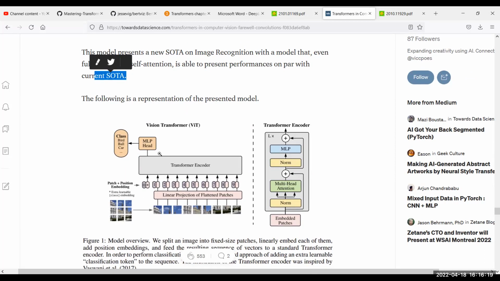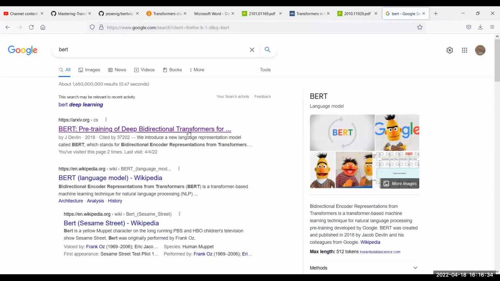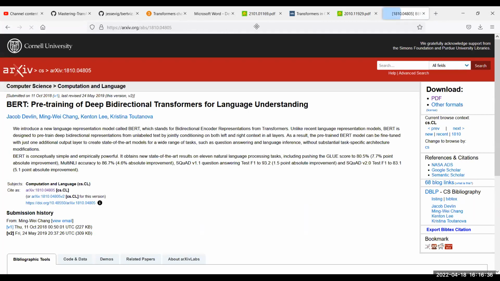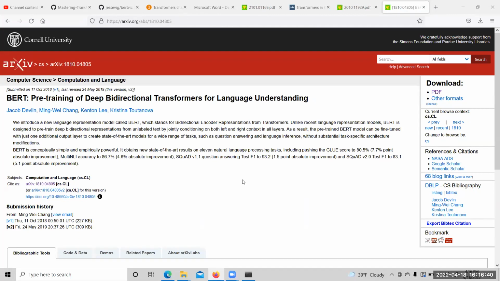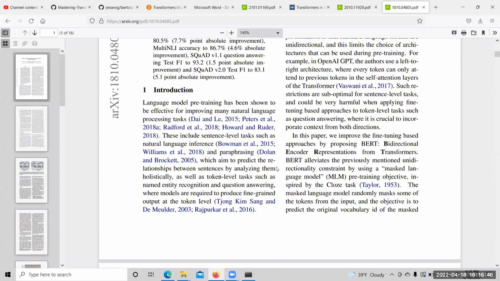If you look at this object here, this representation of this model, this should remind you of BERT. This is actually very similar to the BERT model. So if I go to BERT, which is the pre-trained bidirectional transformers for language understanding, we covered this some weeks ago, I believe.